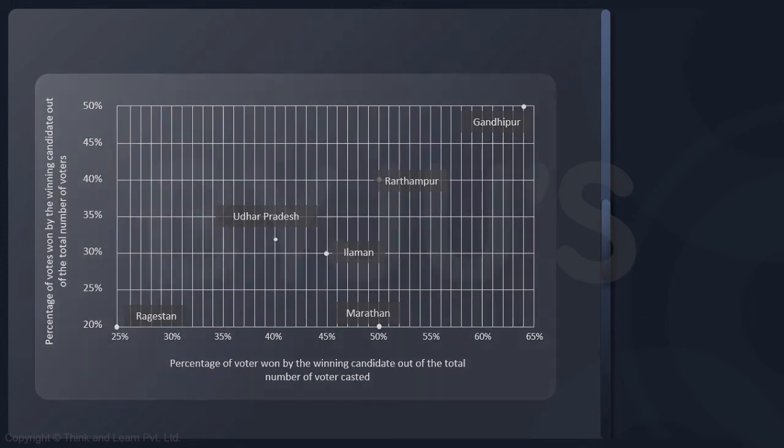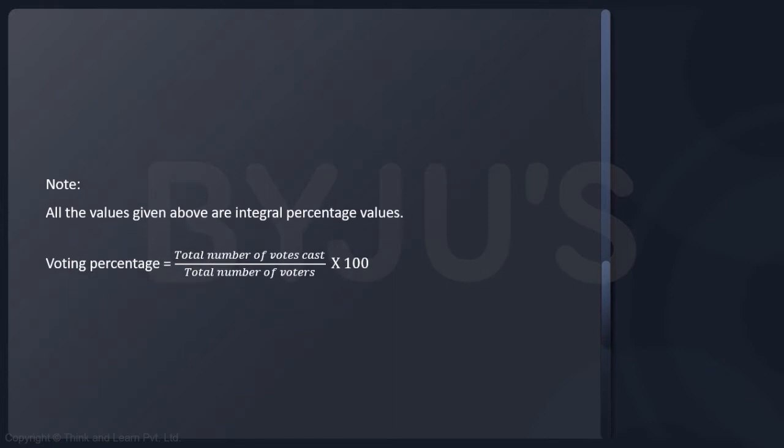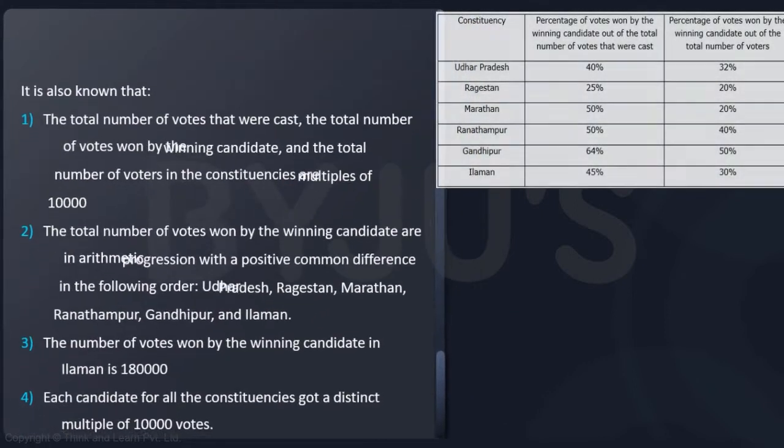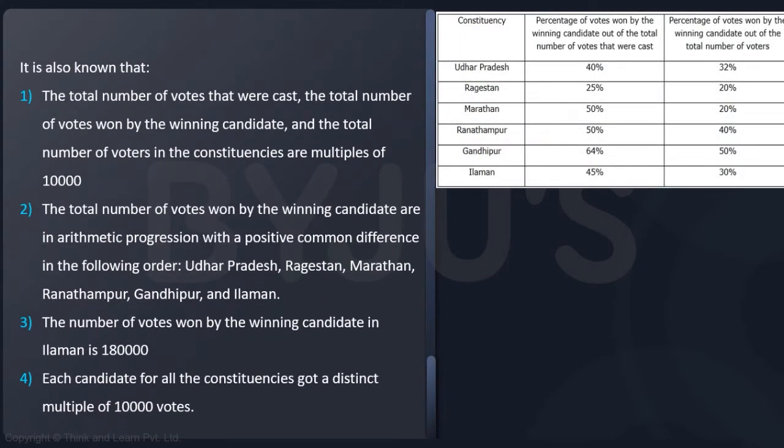I've just put down these data points in a table, and we have a voting percentage, total number of votes cast by total number of voters. Now we don't have the total number of voters, neither do we have the total number of votes cast. We have to find it. This is the table that I created based on the information presented to us, so that it saves me time instead of writing.